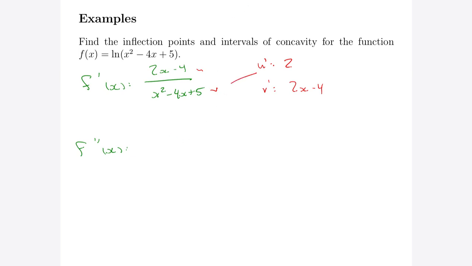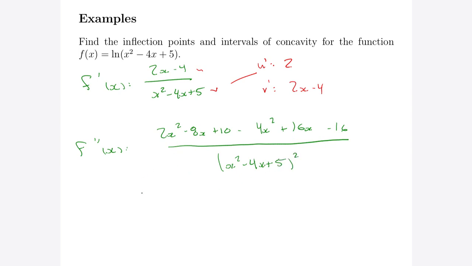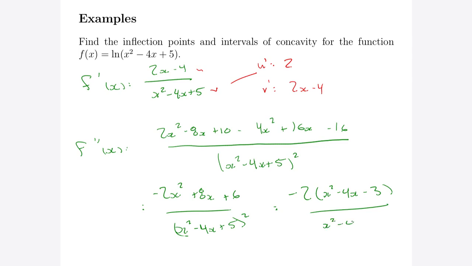So now I've got to do v u prime, so I'll say 2x squared minus 8x plus 10, minus u v prime. That's (2x minus 4) squared. So that's going to be 4x squared minus 16x, but that's now going to be plus 16x because of that negative sign. And then it's going to be plus 16, but it's actually going to be minus 16 now because, again, the negative sign. Over v squared, so that's (x squared minus 4x plus 5) squared. Ugh, this is annoying. So we've got negative 2x squared plus 8x plus 6 over (x squared minus 4x plus 5) squared, or negative 2x squared minus 4x minus 3 over (x squared minus 4x plus 5) squared.